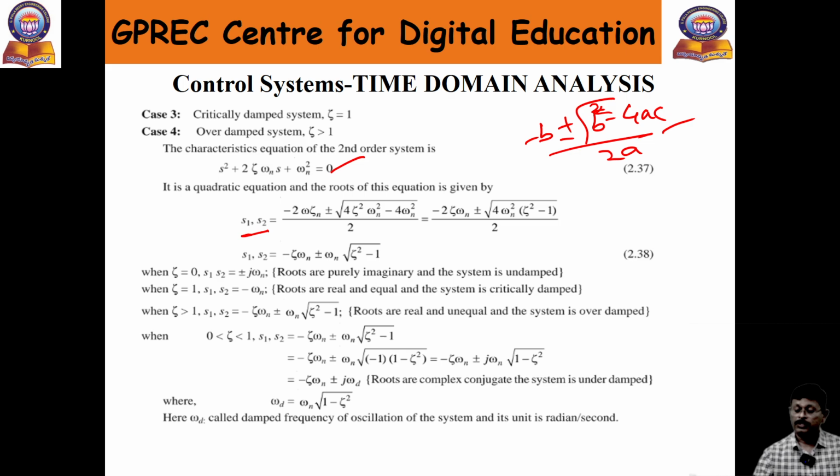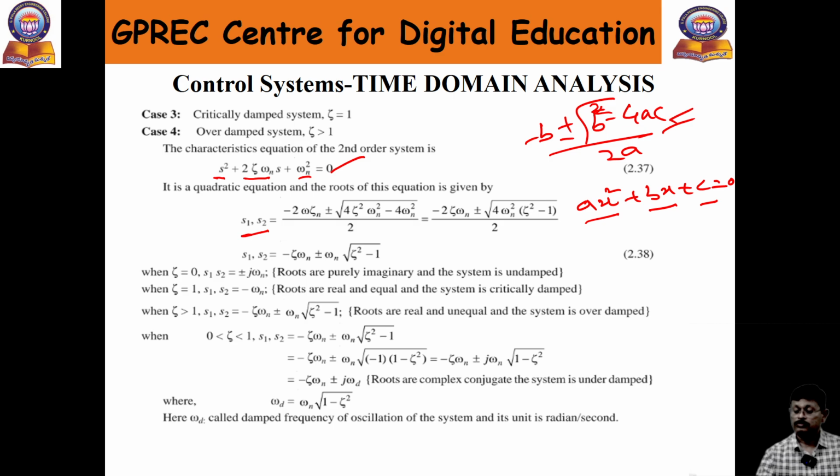Now what is the equation? a x square plus b x plus c equal to 0. This is second order. I will write once again neatly. This is the standard equation, a x square plus b x plus c equal to 0. Same here, observe: the coefficient is 1 for s square, 2 zeta omega n for the s term, and omega n square is the constant.